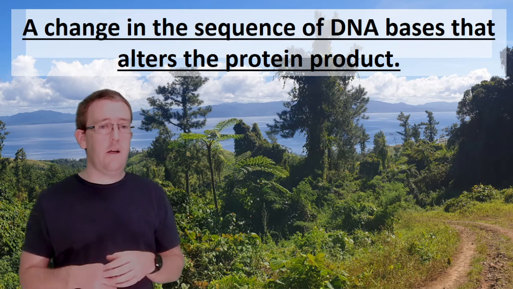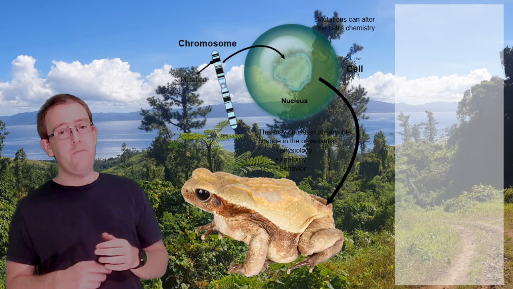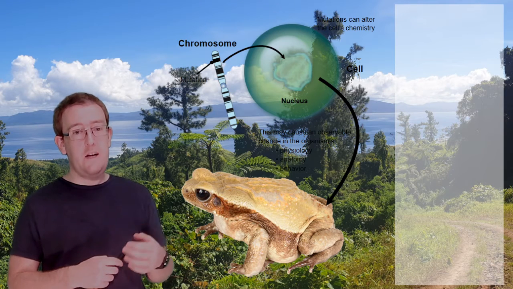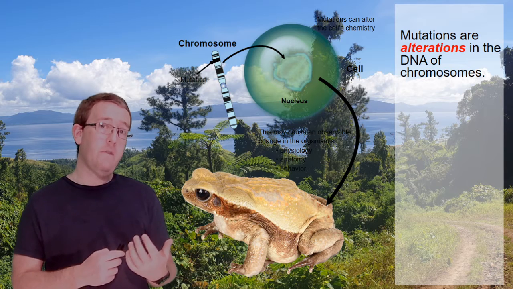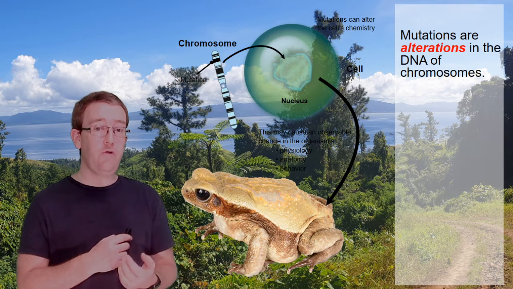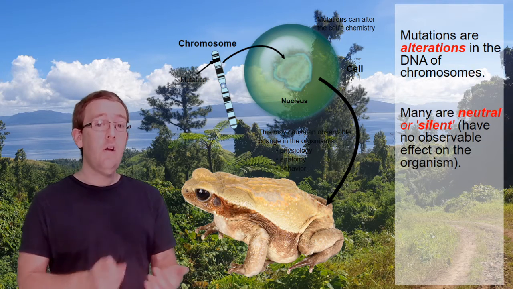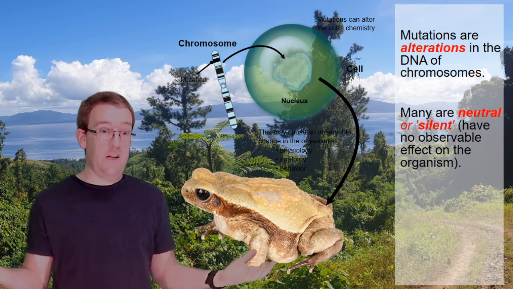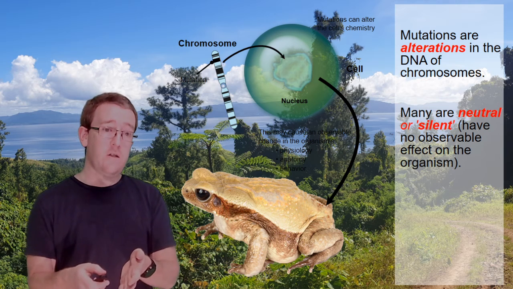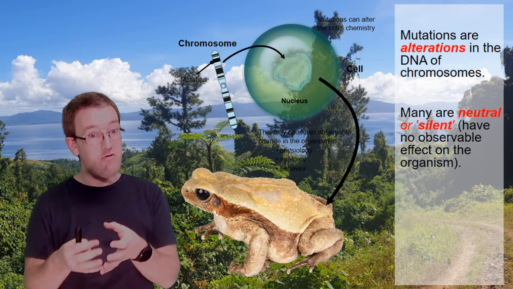So let's look at an example here. So this is a frog. Let's say the frog suffered from a mutation in one of its cells, its chromosomes. Now the most likely thing that alteration would cause would be nothing. Neutral or silent mutation, so no effect on the organism. One, because of all the non-coding DNA, both outside and inside genes, so all the non-coding stuff outside and the introns inside genes.